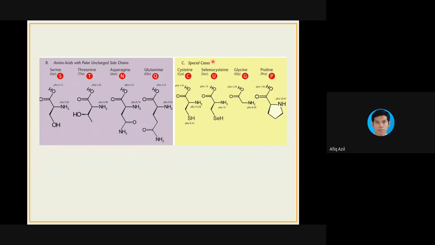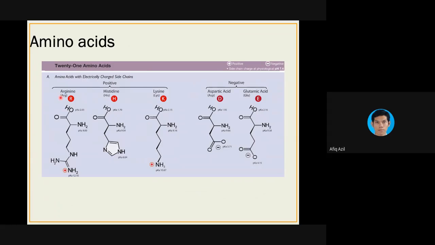And then you have these so-called special cases, like cysteine, selenocysteine, glycine, and proline. These are labeled as simplified. If you look at the name, you have ARG, HIS, LYS. These are the short names. Later we will see, once it becomes a peptide and a protein, why this is quite important.